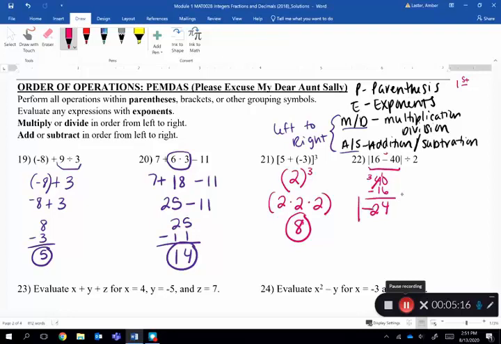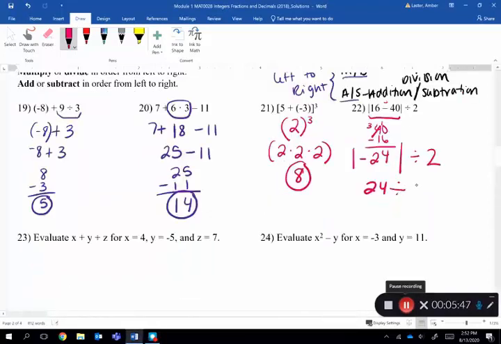Now that is in the absolute value, right? Divided by 2. Now, we talked about the absolute value in the previous video. Absolute value is the distance from 0, so it's always a positive number. So the absolute value of negative 24 would be 24, divided by 2, which would give me 12.